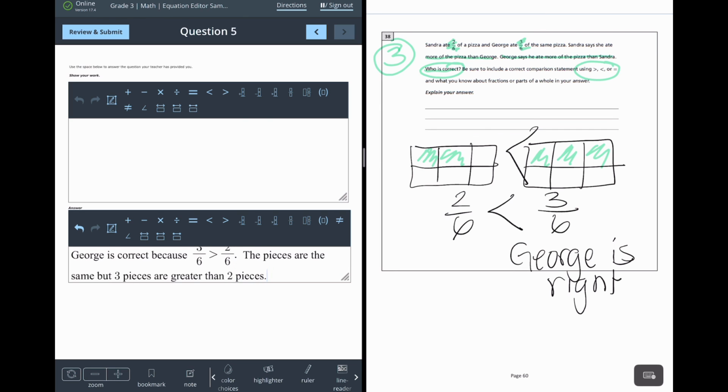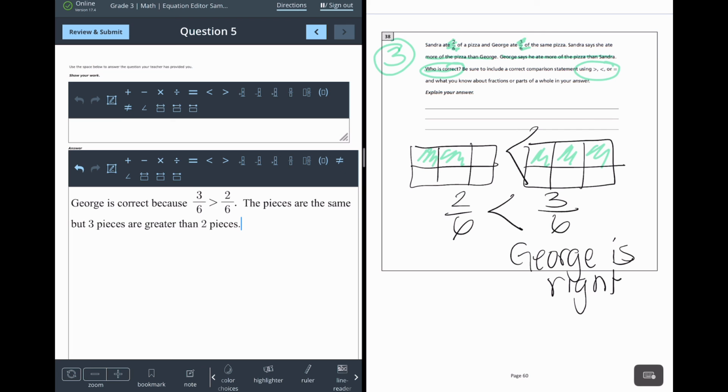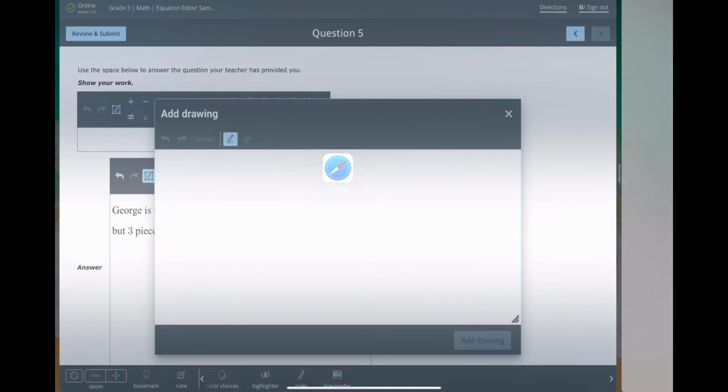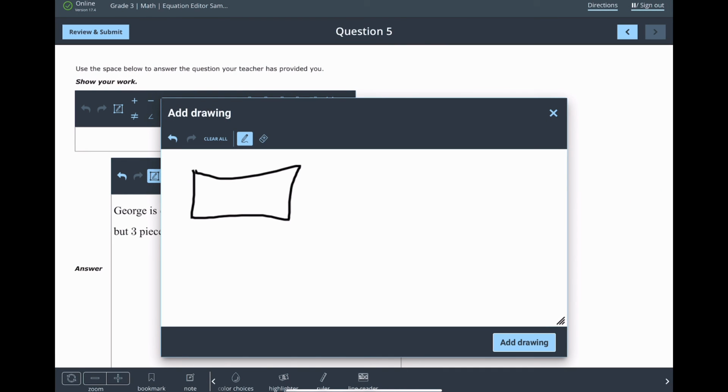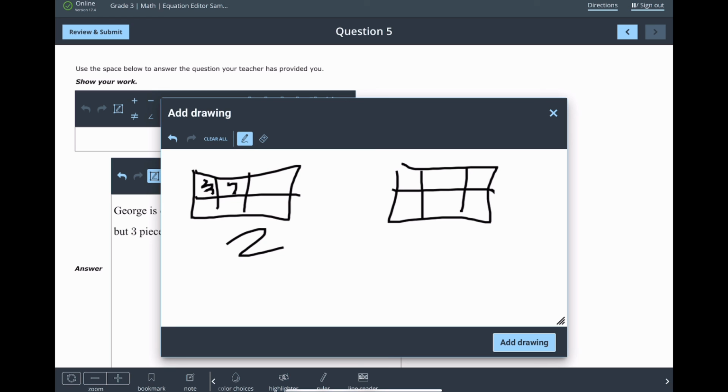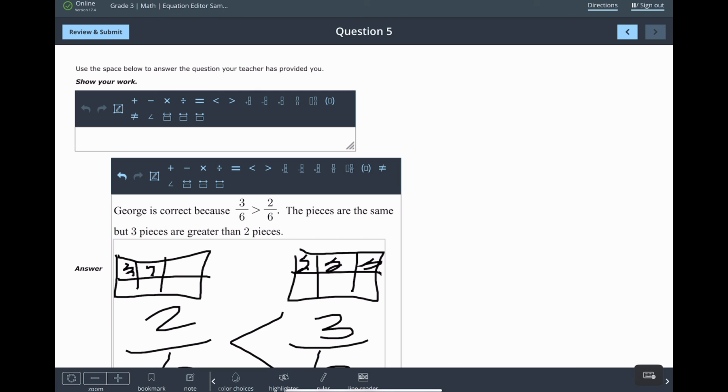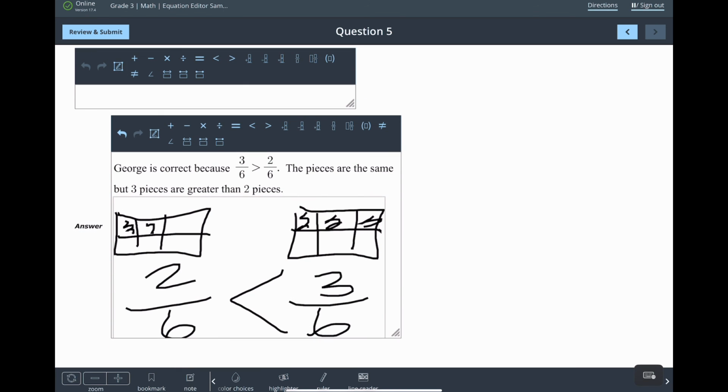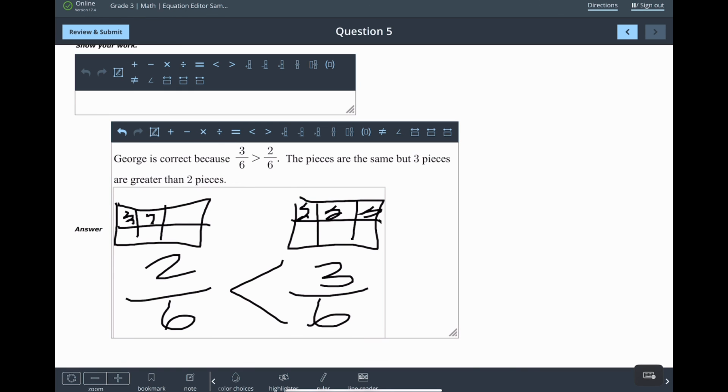All right, and so the other thing I'm going to want to do here, maybe I want to draw this. So I'm going to draw it out. And here's 2/6. And here's 3/6, and show that that's more. And there's my answer, so you can see not only do I have it as a sentence, I wrote my answer out, but I have a picture that also shows it. So hit pause and check this in your work as well.